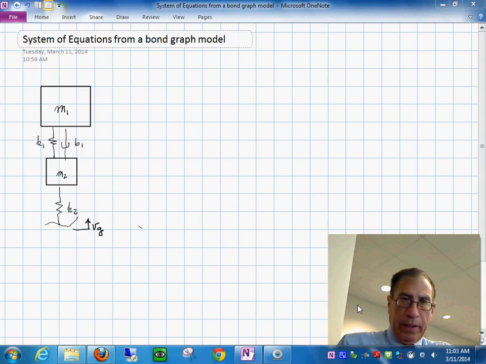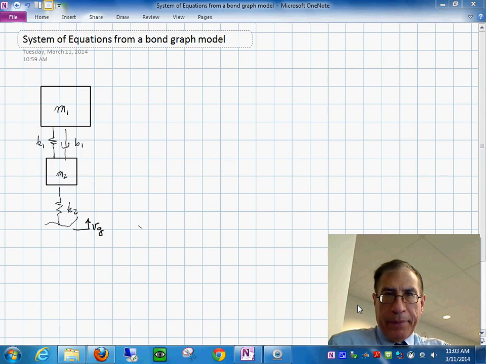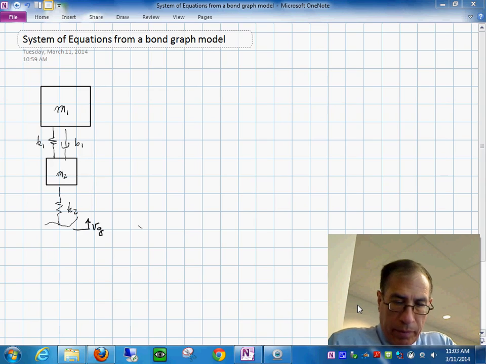Today we're going to see this example that you see on the screen, and our objective is going to be how to obtain the system of equations from this bond graph model. So the idea here is the very first thing is we have to create the bond graph, and then we have to do the equations.